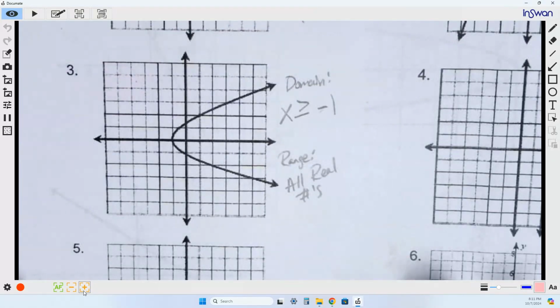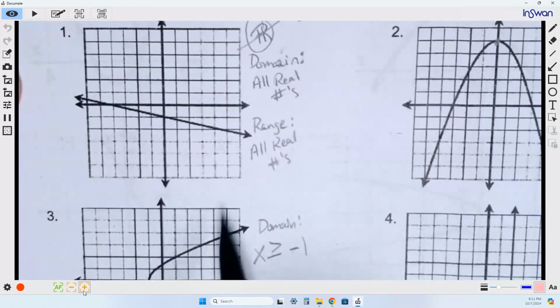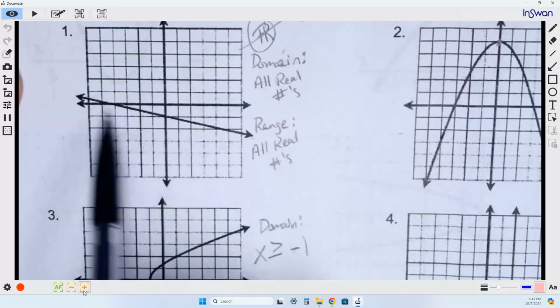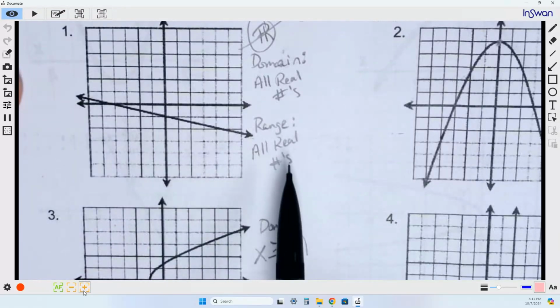Okay, when I have, like number 1, a line that has the arrows on both sides and it does not stop or turn around, you're going to have both answers as all real numbers.